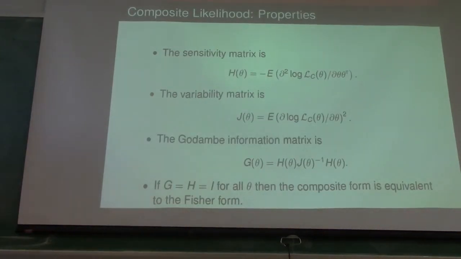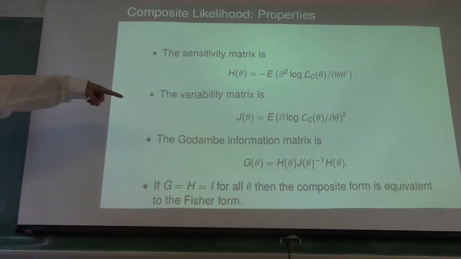So here, because the actual composite likelihood may not be properly expressed, we have to differentiate between what's known as the sensitivity matrix and the variability matrix. If you remember from the Fisher case, both of those quantities would have been equal, the H and the J. In this case, we can't guarantee it. So now our information is in something called the Godambe information matrix, which is just your sensitivity matrix times the inverse of your variability matrix.